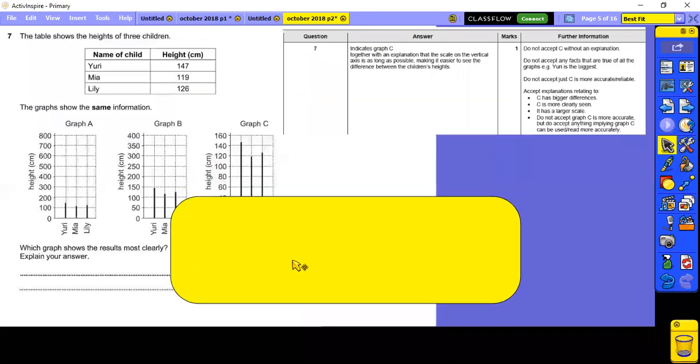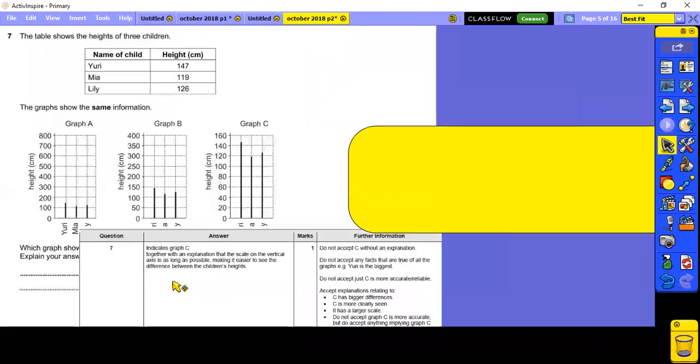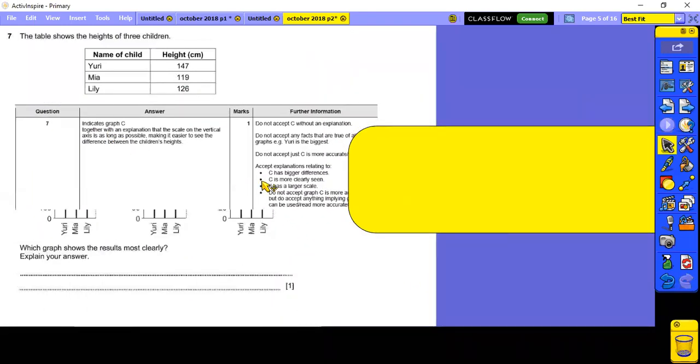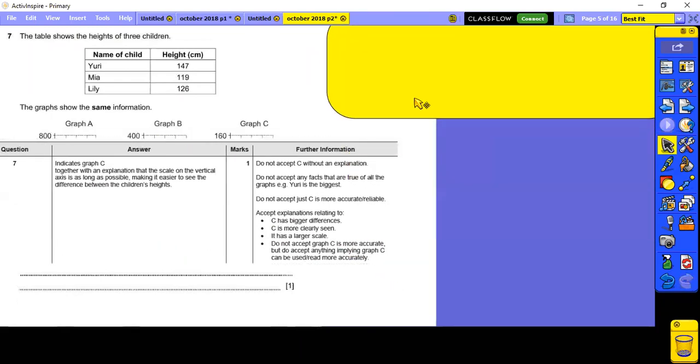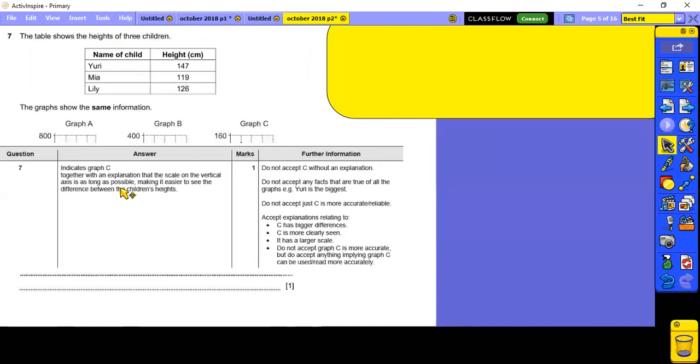I'm going to show you guys what's written in the marking scheme, because this is the expected answer that I want to see from you. Let me make it bigger so that you can see it. It says here, you should tell me it's C. Accept explanation. Look at this one.